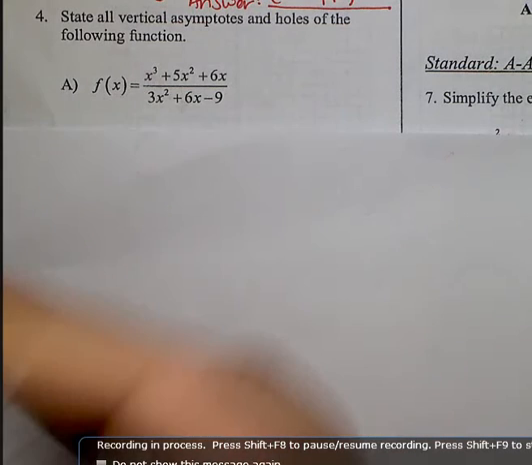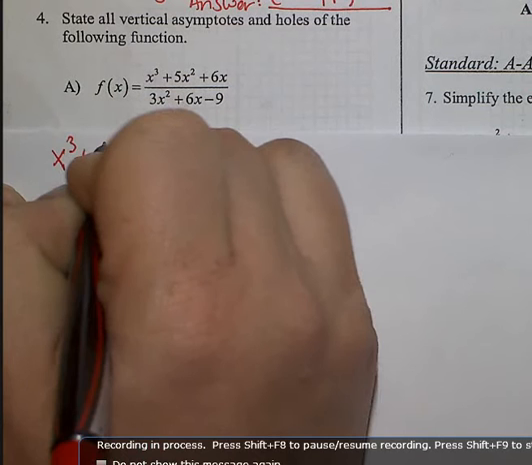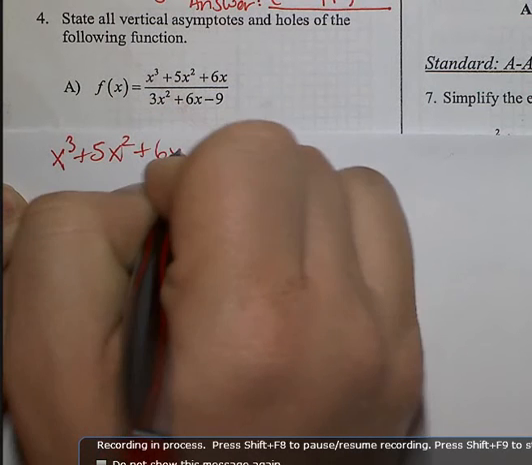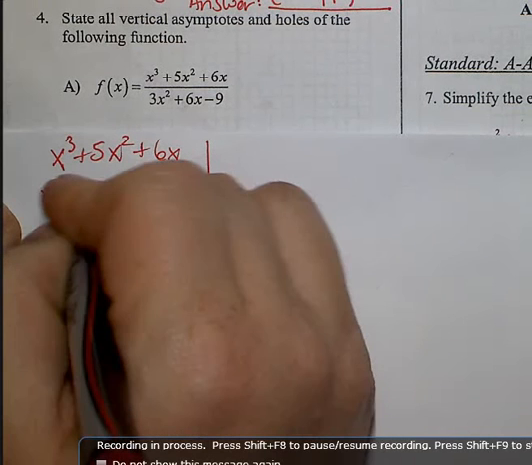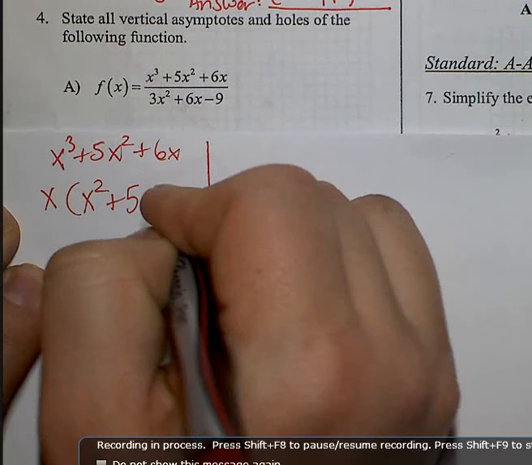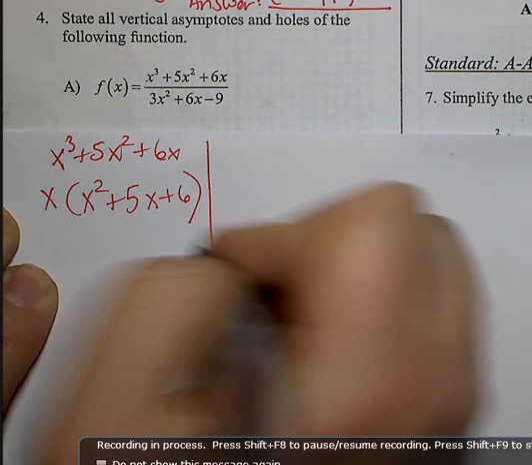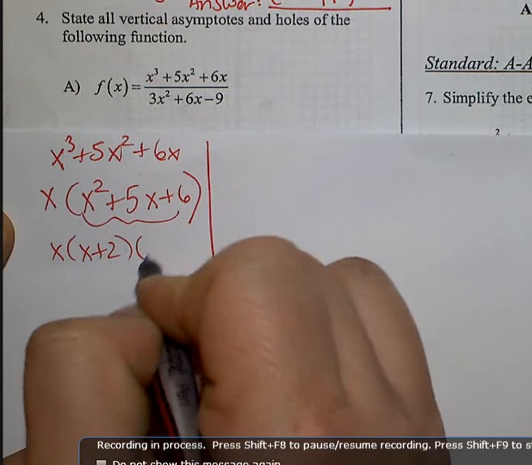I'm going to start by taking the numerator and factor it if possible. I see that all three terms have an x, so I'm going to factor out an x. I'd be left with a trinomial, x squared plus 5x plus 6, inside. And I know this trinomial factors into x plus 2 and x plus 3.